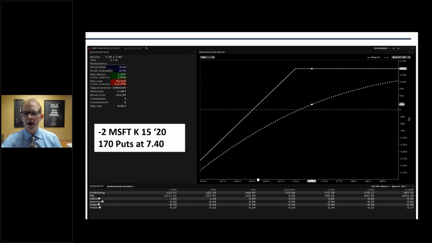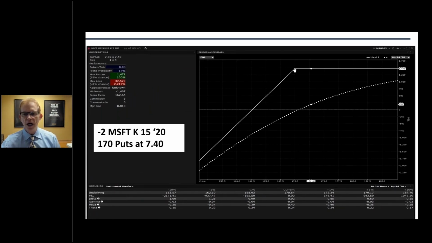That's because they're viewed to be inherently dangerous. So we look at the P&L graph and we see at 170 or higher, we keep the full 740 we collected. Our break even is going to be the strike price minus the credit of 740. So that's going to be 162.60. And below 162.60, we have unlimited loss. You can see here our max return is 1471 and our max loss is 32,529. Again, because of the zero boundary.